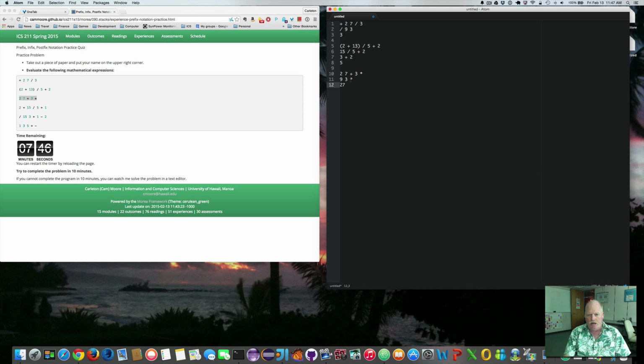So again, we see the operator, we apply it to the two operands that are next to it. Now we have another infix notation.